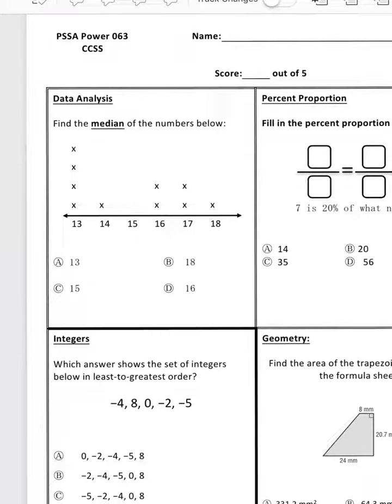Alright, it's time to do PSSA Power 63. You should have already done this on your own, and now you're just using this to check answers. Okay, in number 1, we have to find the median of the numbers below. Now, you've got to remember what median is.